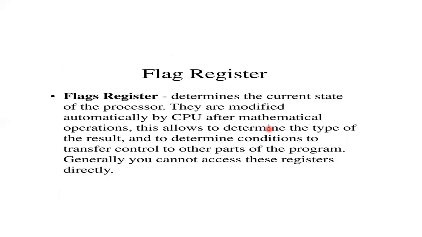The flag register determines the current state of the processor. The flags are automatically modified by the CPU after mathematical operations. This allows us to determine the type of the result and to determine the conditions to transfer control to another part of the program. So generally we cannot access these registers directly.